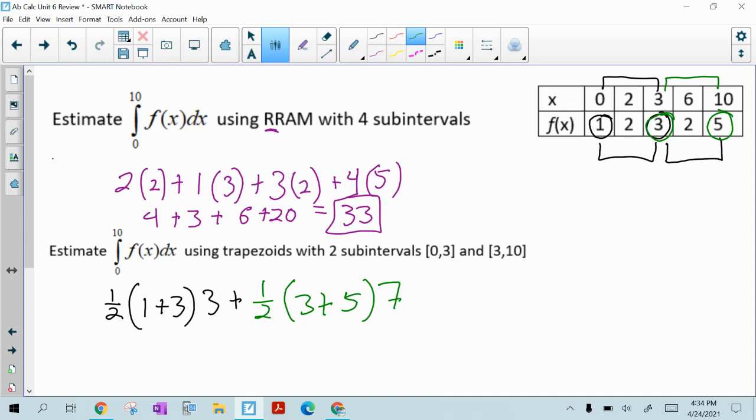Okay, so no big deal on that, just do your computation. So I'm looking at 1/2 of 4 times 3, which is going to be 6. And then 1/2 of 3 plus 5, which is 8. 1/2 of that is 4. 4 times 7 gets me 28. So I'm looking at an estimated value of 34 there.